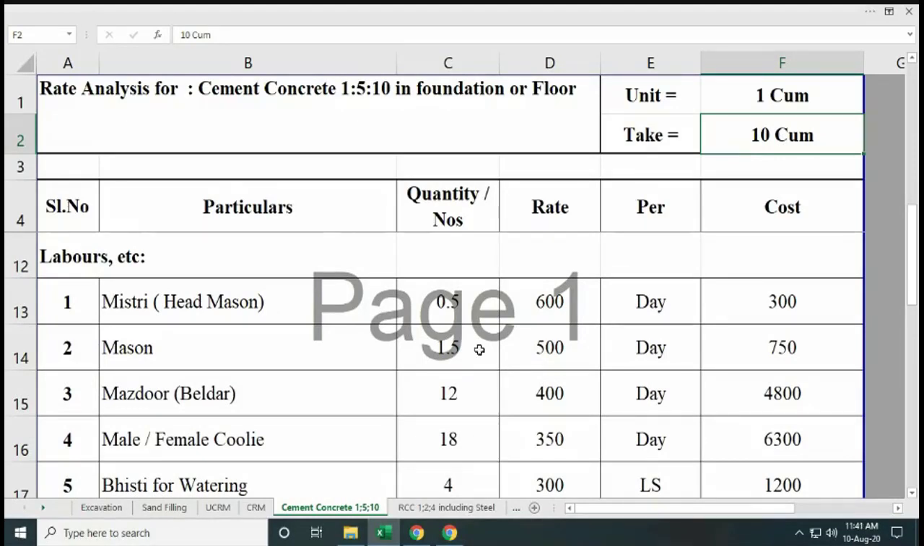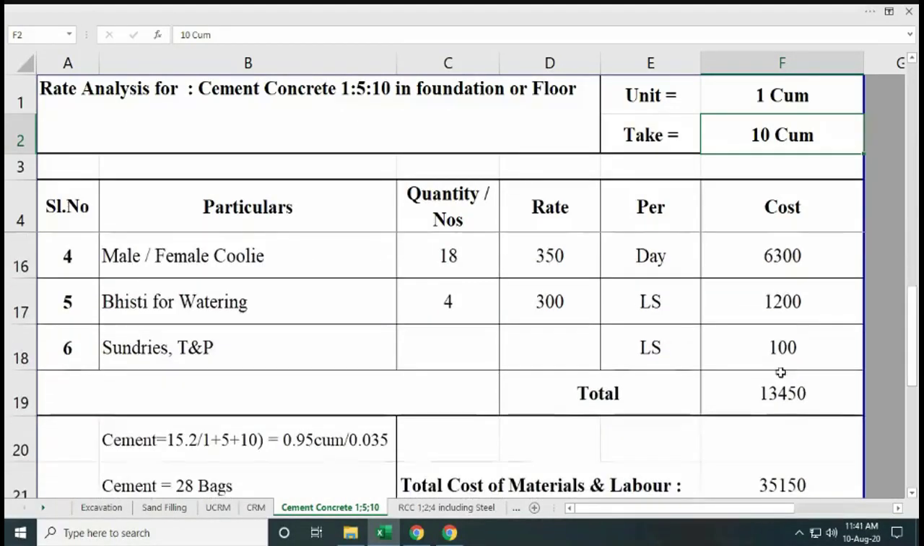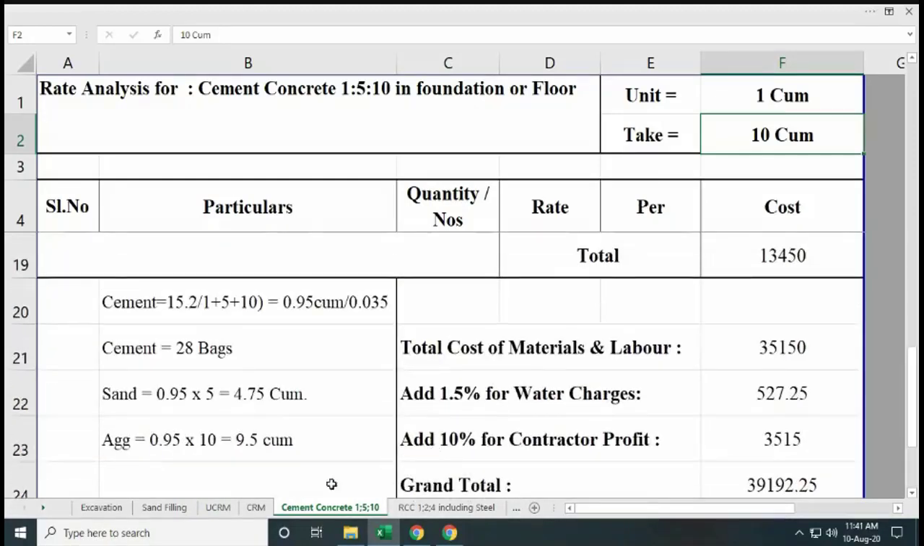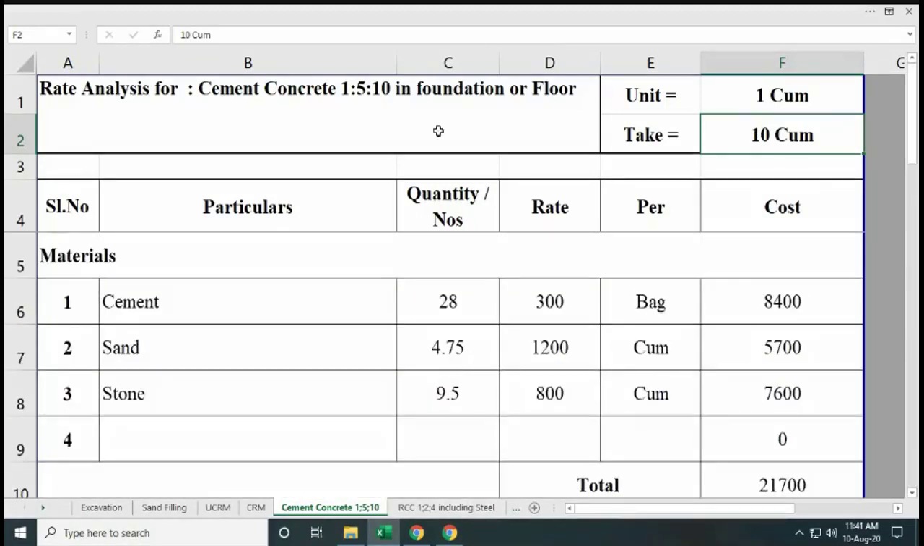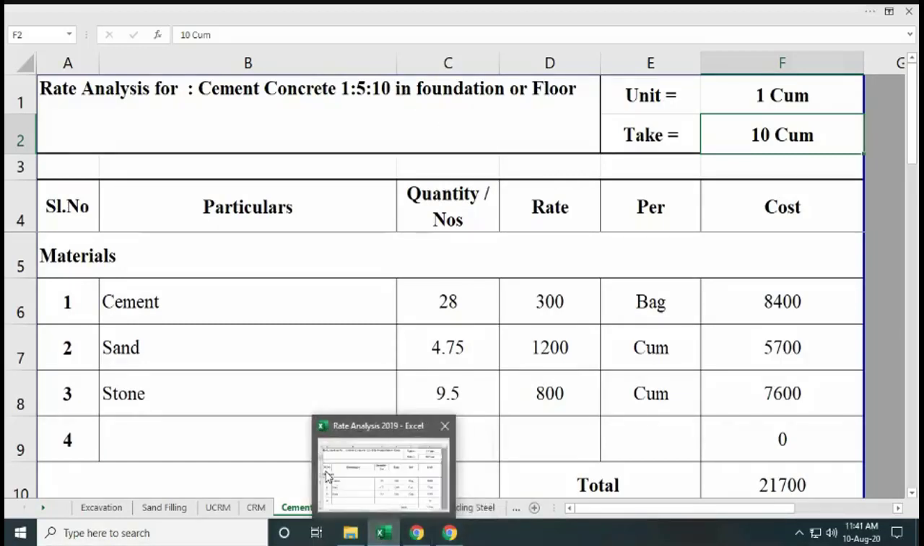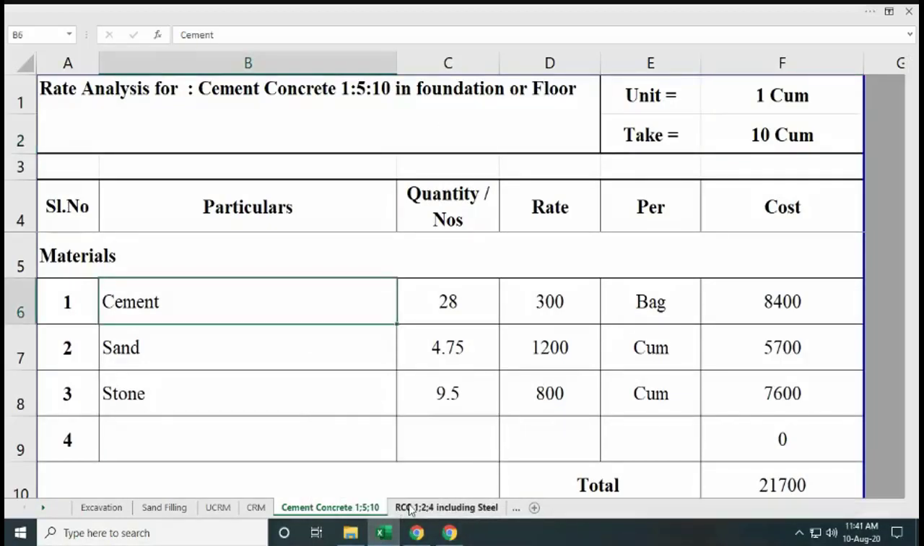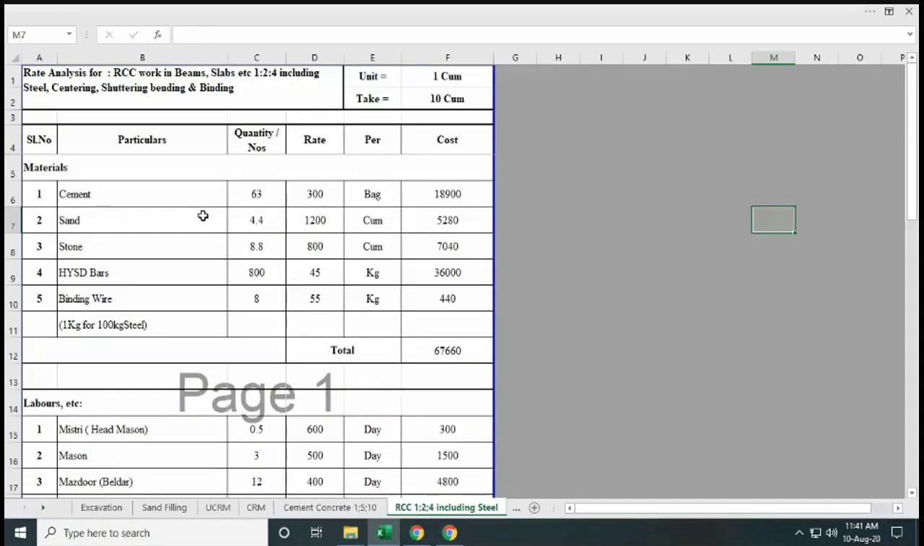This is already calculated. Based on that, we are going to calculate the total cost. In this way, some materials you do for 100 and some materials you do for 10 cubic meters. Remember, the total numbers you take for the calculation have to be divided at the end. In this way, we are going to do cement concrete foundation and floor. Then next, we will do RCC works.